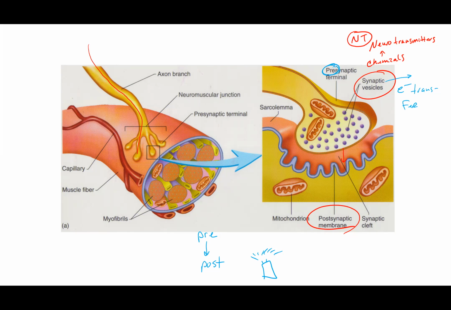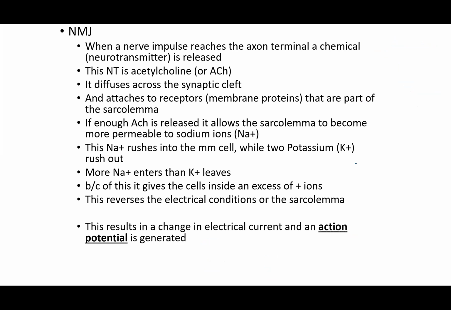So here's the pre-synaptic terminal. All this energy is released. All these chemicals are released, and it goes to the post-synaptic membrane, which is simply the other side. And then once that happens, then something is going to happen. In this case, it's a muscle contraction.